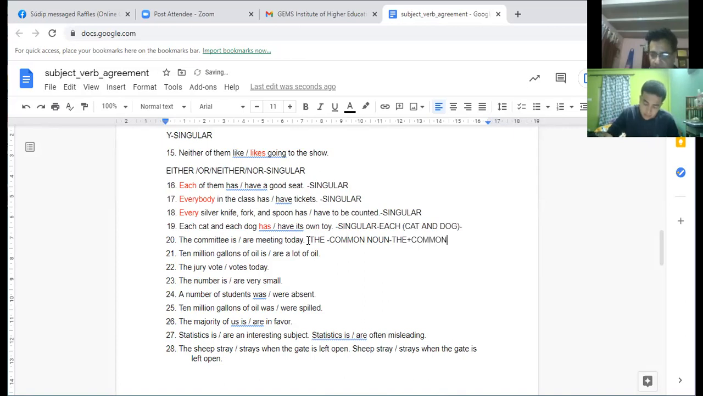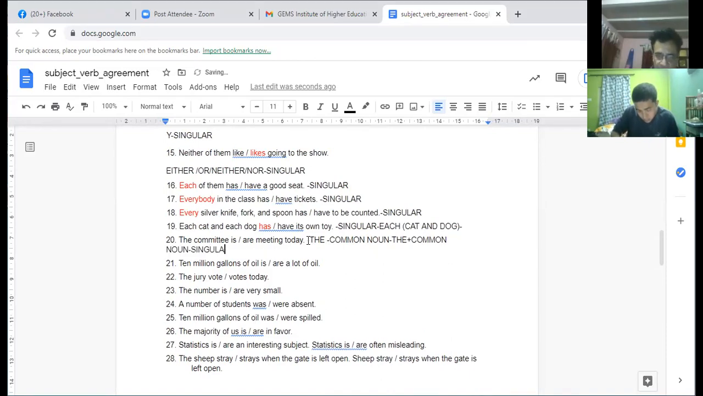The plus common noun is always singular, directly. The plus common noun always stands for singular. So that's why I need a singular verb. So this is the way that we have to do this.